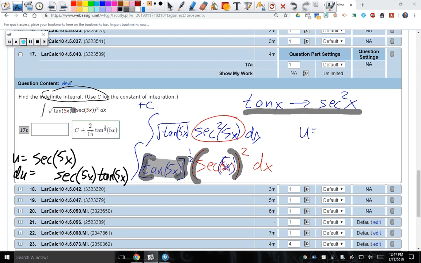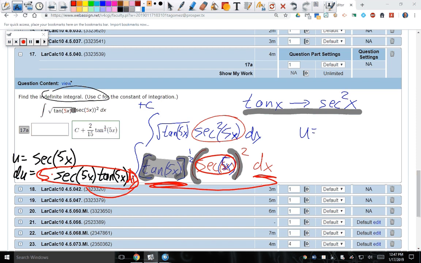Times the derivative of the cream. But I'm still missing something because it's implicit, dx. Now, do you see this in the problem? He chose to use this. That means everything else should come from that.